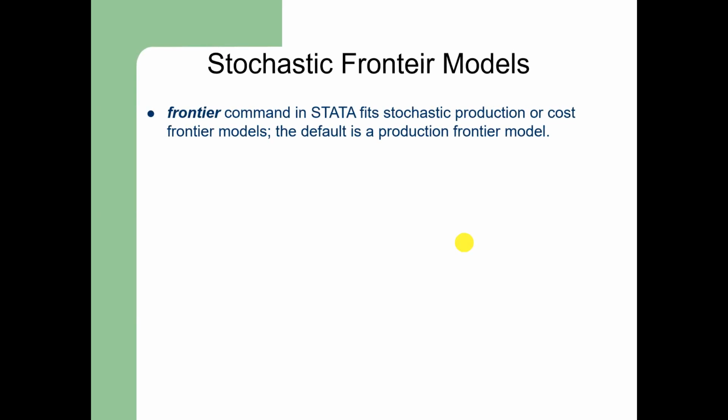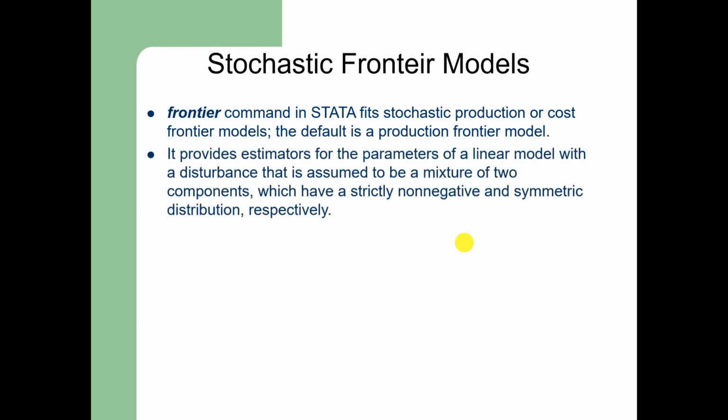As I mentioned, the frontier command in Stata can fit stochastic production or cost frontier models, but the default is a production frontier model, and it provides estimators for the parameters of a linear model with a disturbance that is assumed to be a mixture of two components which have a symmetric and a strictly non-negative distribution respectively. That is, one component is normally distributed with zero mean and constant variance, and the other component is strictly non-negative. That may be exponentially distributed, half normally distributed or truncated.